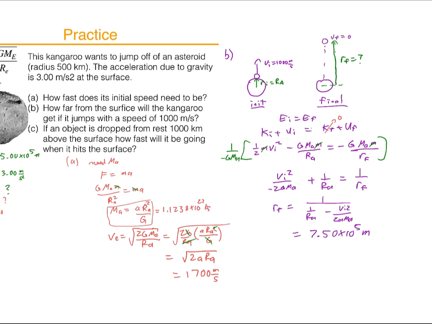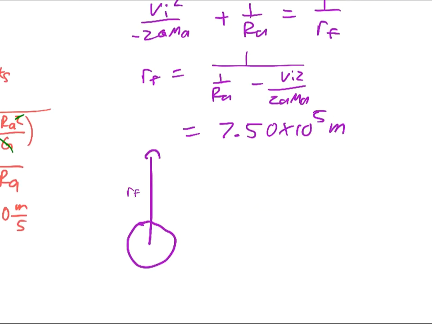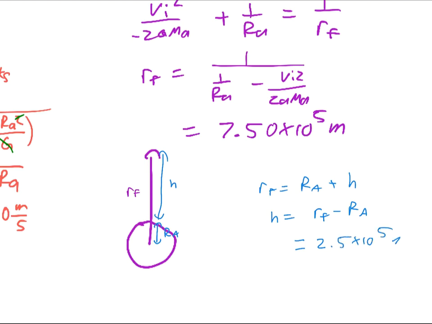If we were to look at it here, this is R final right here. But remember, this part here is the radius of the asteroid, and this part here is the actual altitude above the surface that it gets. We'll call it H. So R final is equal to the radius of the asteroid plus the altitude above the surface. If I wanted to know how far above the surface it gets, it's R final minus the radius of the asteroid. And that works out to approximately 2.5 times 10 to the 5 meters.